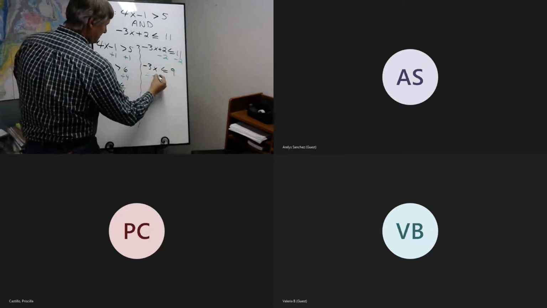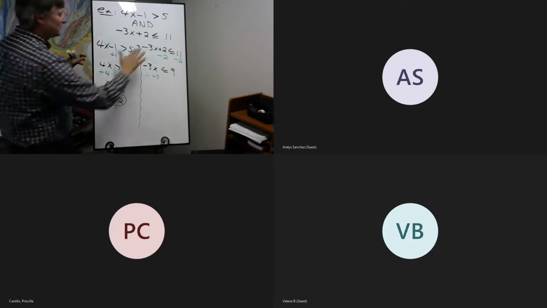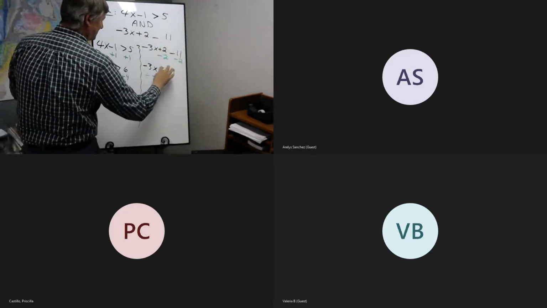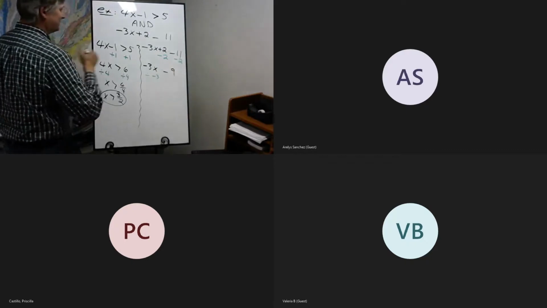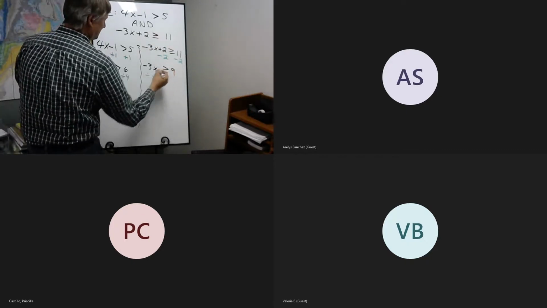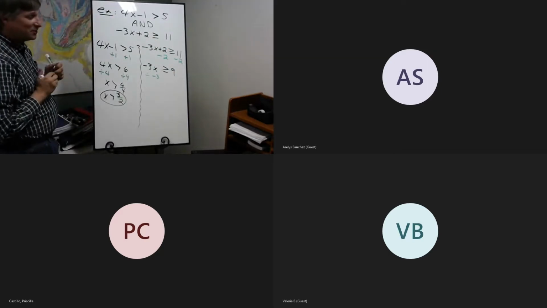Divide by -3. Oh, shoot. Sorry, let me fix something. I made a little mistake here. I want this turned around already. I want this to be a greater than. I'll give you a second to change your notes.